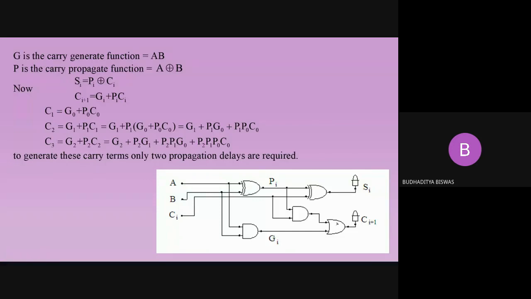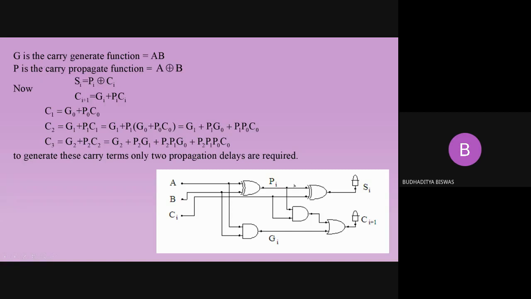Okay. This carry is actually reflected as the output carry. That's why the term P is called the carry propagate function. It actually means allow the carry from this stage to the other stage also. So that's why the G is called the carry generate function and P is called the carry propagate function.